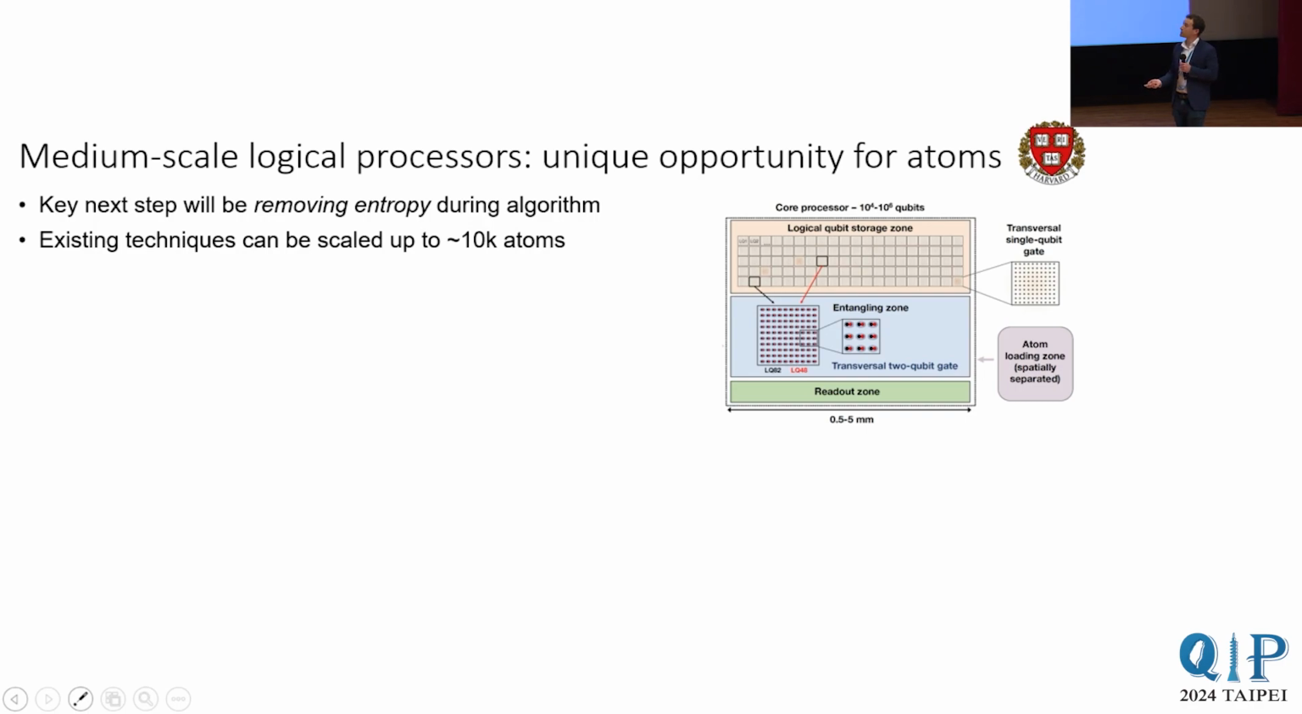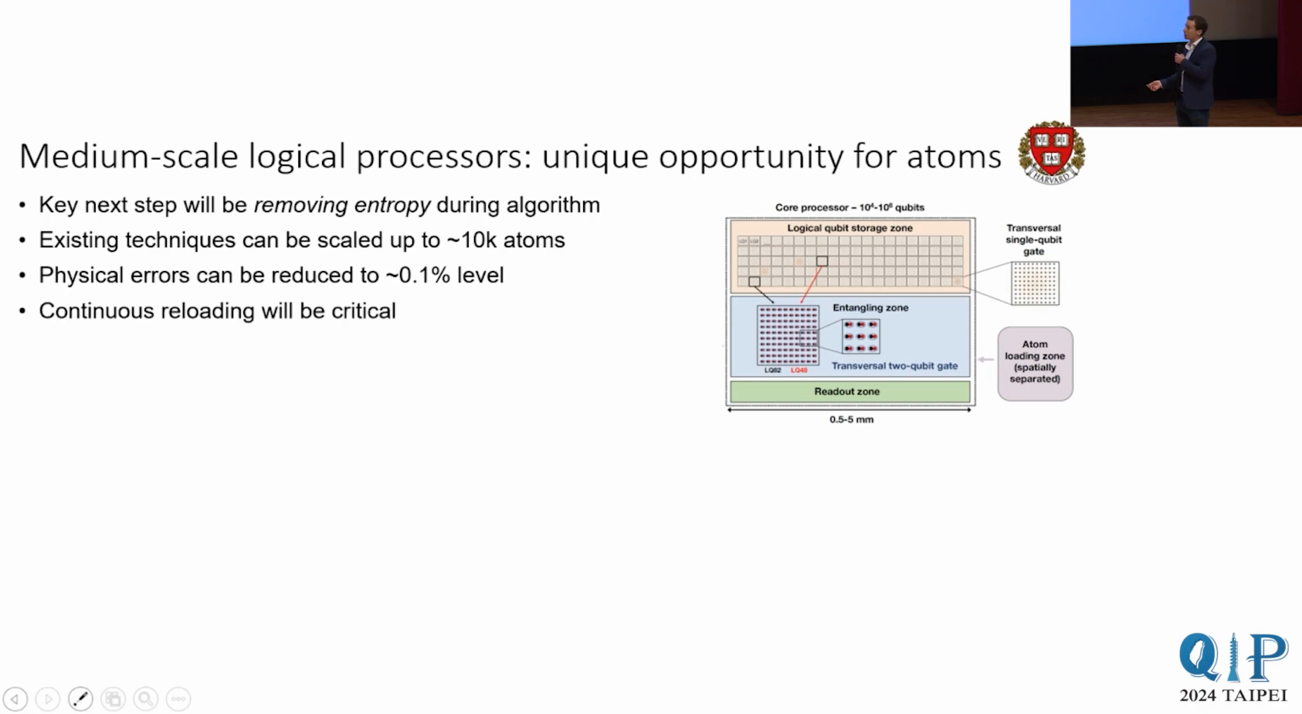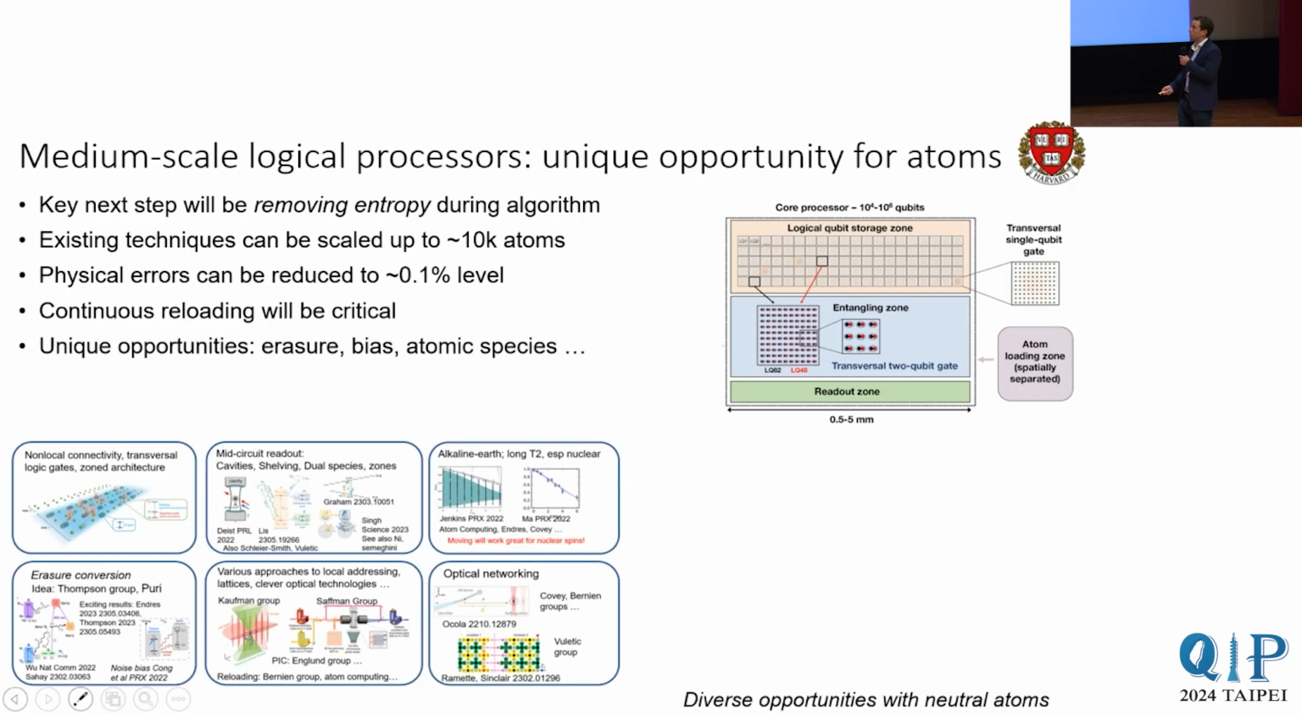Another thing is that the existing techniques, using parallel control, can pretty readily be scaled to roughly 10,000 atoms, and we think that we can get to roughly 0.1% errors in the quite near term in terms of our 2-qubit gate fidelity, for example. Another really important aspect is that we need to be able to continuously reload our atoms. Atoms leave the system at some rate, and we need to be able to continuously reload them.